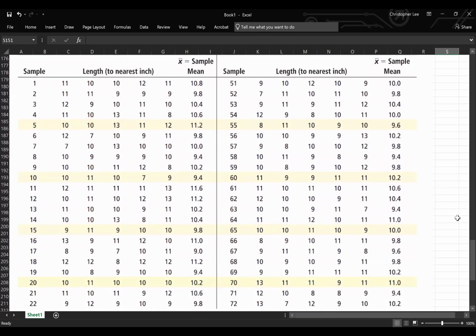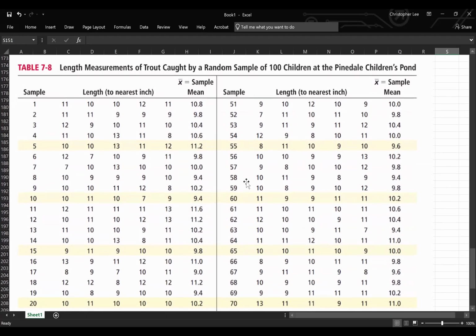All right. So let's run through this real quick. Child one, I'm just going to say that's sample one, caught these 5 fish right here. One fish was 11 inches, 10 inches, 10 inches, 12 inches, 11 inches. You took those five numbers and we did an average of it. Add them up, divide by five, and we have the sample mean.